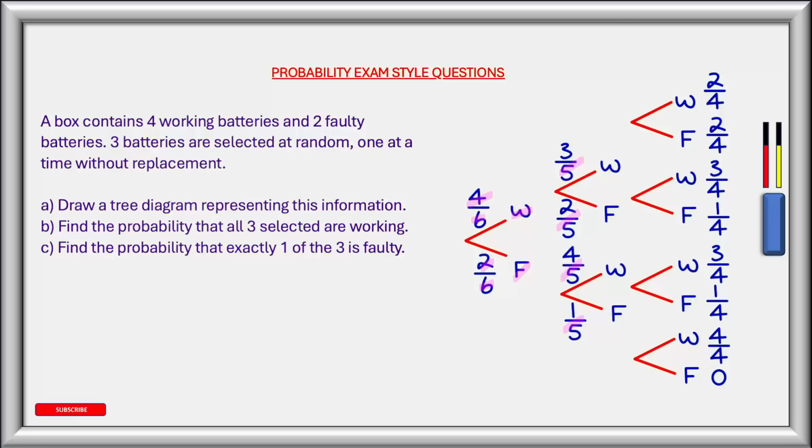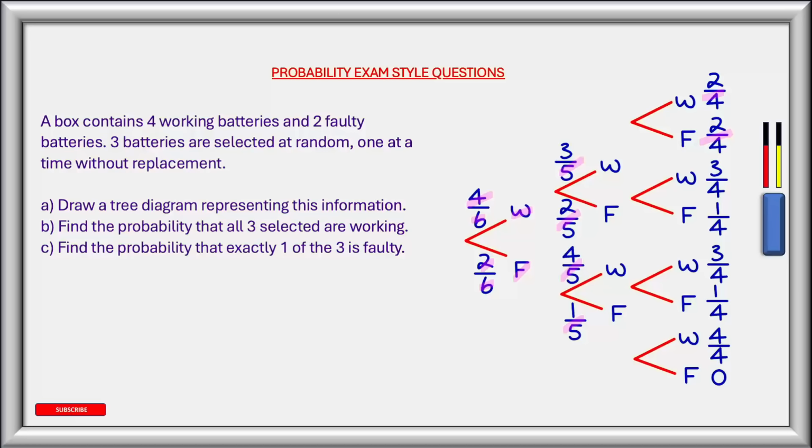And then on to our third selection, there are now only 4 batteries left in the box. If our first 2 selections were working batteries, there'll still be 2 working batteries left in the box. So the chances of selecting a working battery will be 2 in 4. And similarly, there'll still be 2 faulty batteries in the box. So there'll be a 2 in 4 chance of selecting a faulty battery.